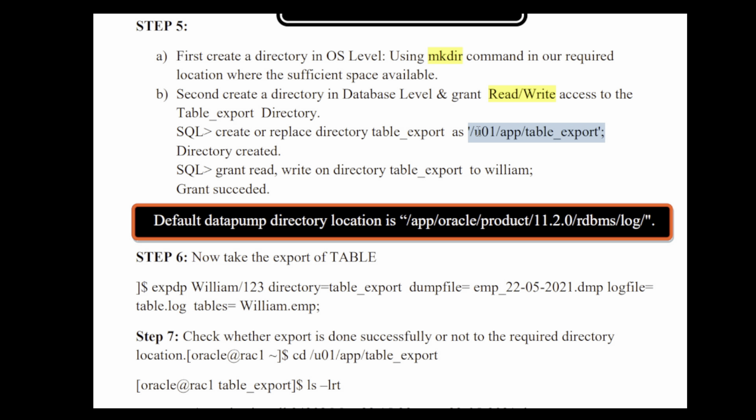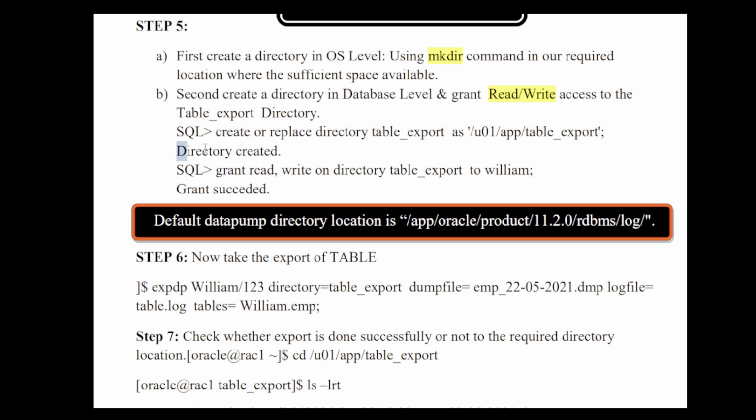If you create only u01, then u01 table export, you need not mention this app. So this completely depends upon your choice only. Wherever you create the folder or directory, you can mention that physical path, that's up to you. This is just an example I am giving. You don't have to copy paste as it is, you can try in your own way, no problem.